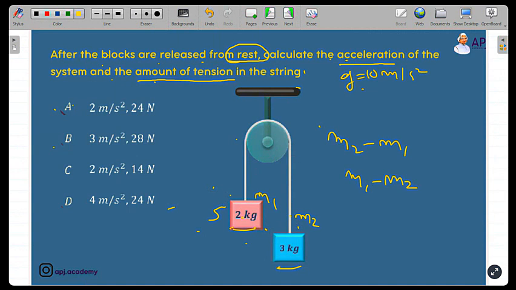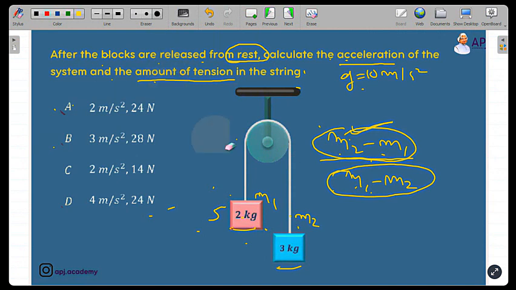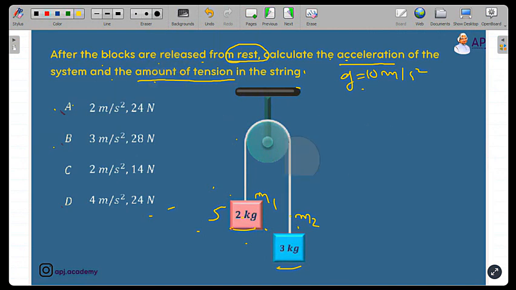So this should be very clear with you, why I am writing m1 minus m2 and why I am writing m2 minus m1. It is not necessary that always and every time m2 minus m1 will come in the formula. No, m1 minus m2 can also come. The condition is that m1 should be greater than m2. So whichever force is greater, you have to put it first.